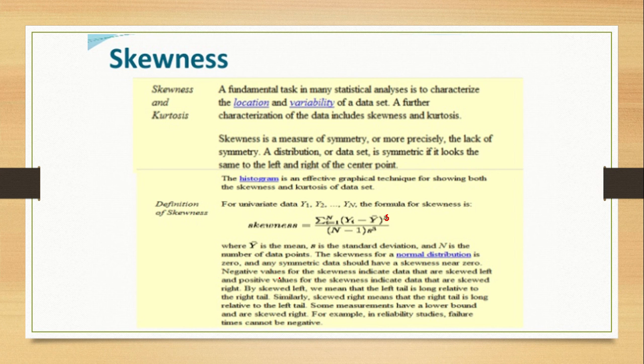A negative value for the skewness indicates that data are skewed left, and a positive value for the skewness indicates that data are skewed right. So by skewed left, we mean that the left tail is long relative to the right tail. It's something like this one.